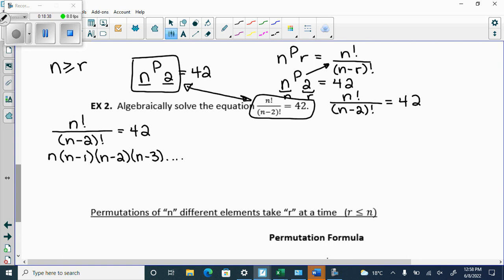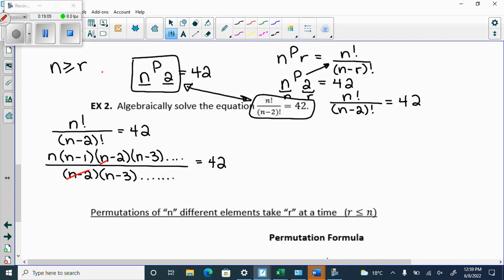Now I stopped there because you're going to see on the bottom I have n minus 2 factorial. So I'm going to start at n minus 2 instead of n this time. n minus 2. What's 1 less? n minus 3, what's 1 less? Oh, I don't even care. Why don't I care? What happened now? I have things that match. Right? This equals 42. I have things that match.